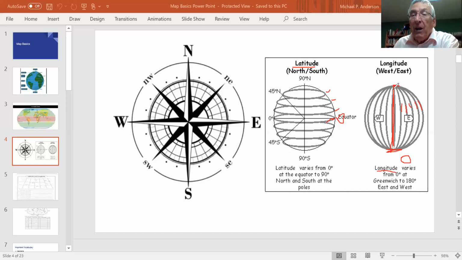Just know that we have lines of longitude that go north to south. We have lines of latitude that go east to west. Now they go east to west, but they measure north to south. Don't let this confuse you. These go from north to south, but they measure east to west. And that will be a little more clear to you when we go to the next slide. So let's take a look at that next slide.